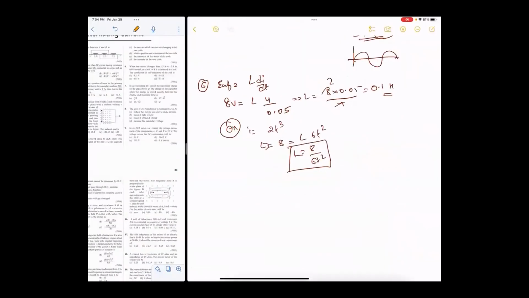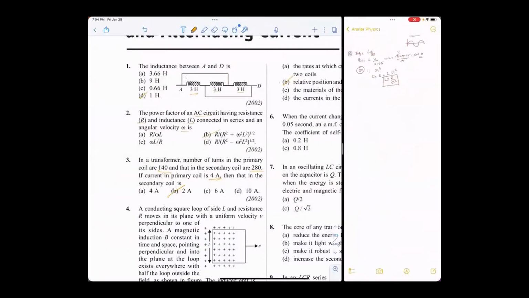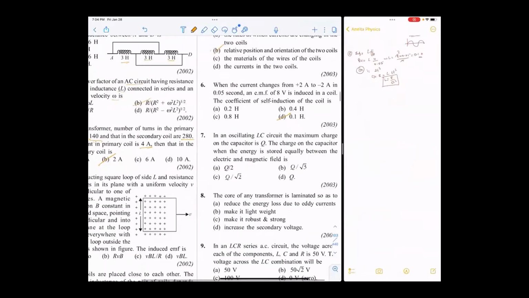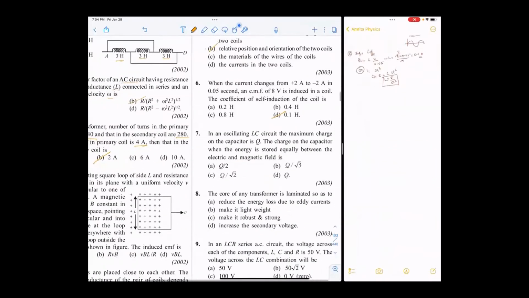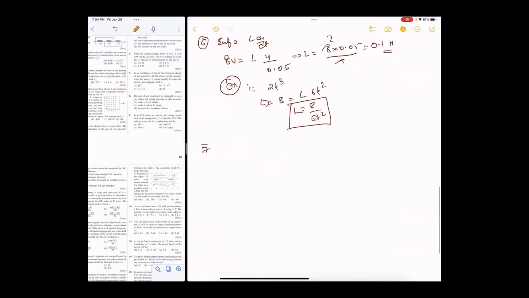Next question. Is he done? In an oscillating LC circuit, the maximum charge on the capacitor is Q. The charge on the capacitor when the energy is stored equally between the electric and magnetic field is? Okay, let us see. Seventh question. Good question. So what exactly is an LC circuit? There is an inductor, there is a capacitor. So what is happening?